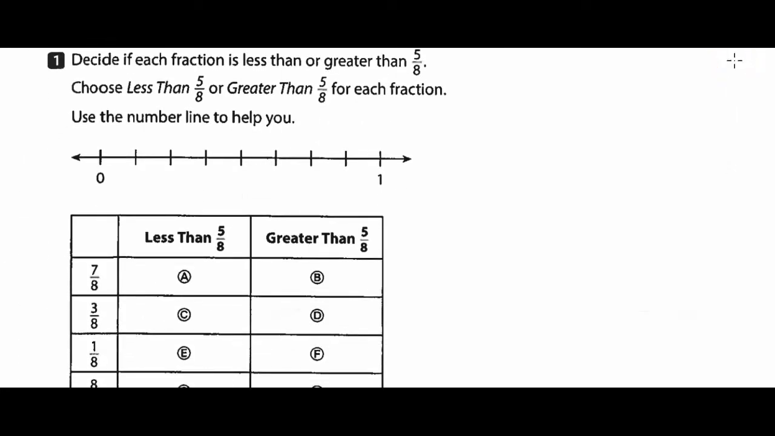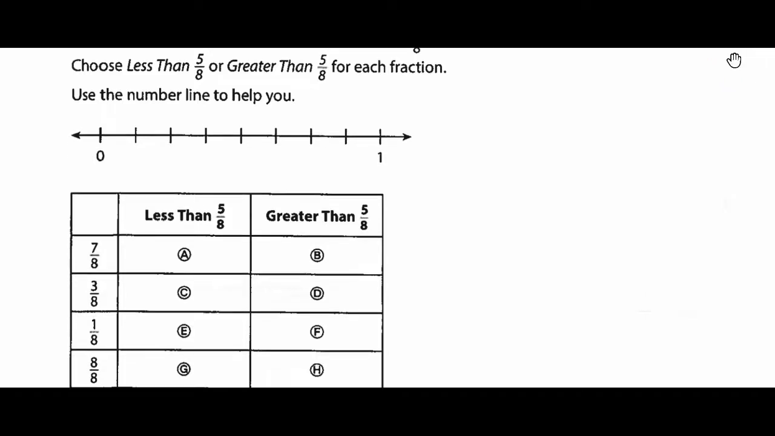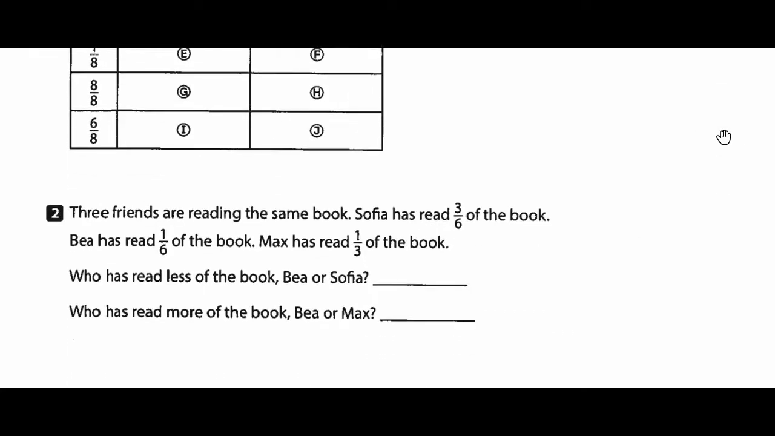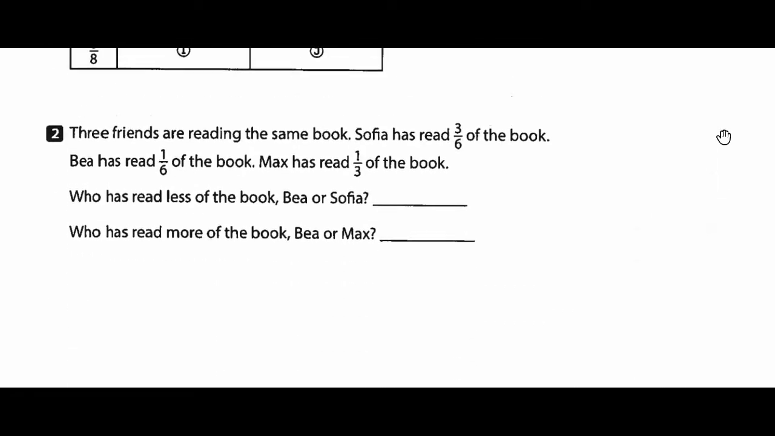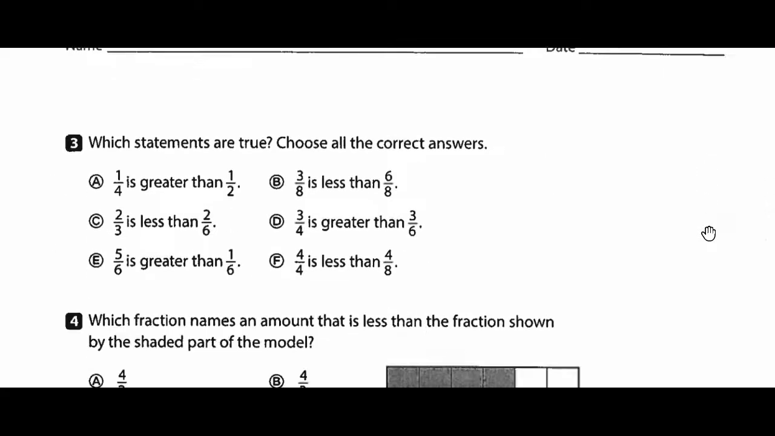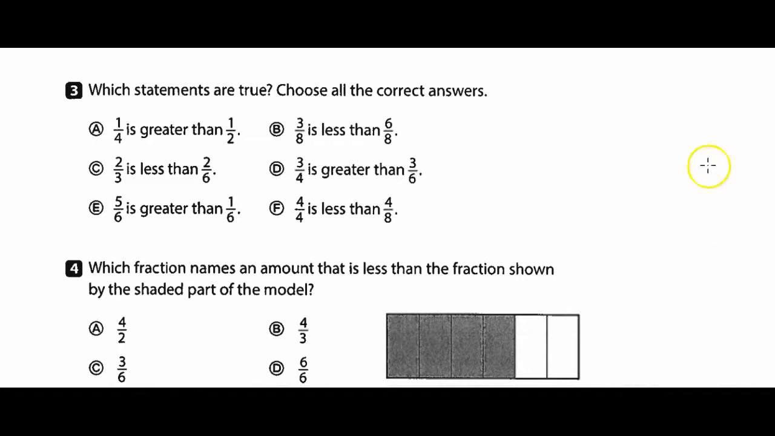And then use the number line to tell whether these fractions are less than 5/8 or greater than 5/8. Solve that problem. Oh, okay, we've done this before. Okay, circle all the statements that are true. For example, is 3/8 less than 6/8? Yes, because 3 is less than 6.